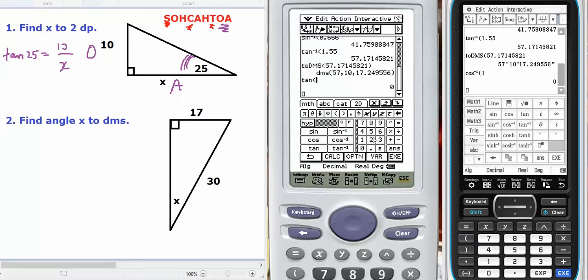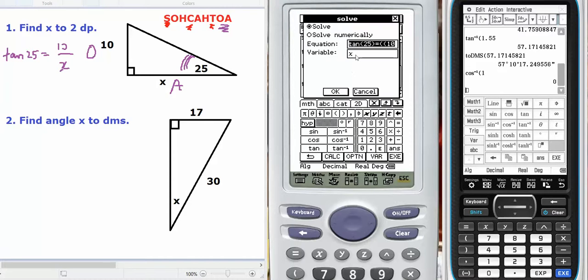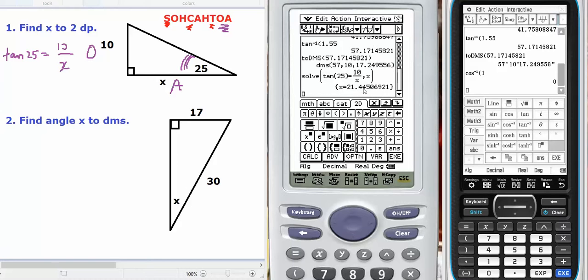Tan of 25 equals, if I go into 2D, I can bring up a fraction, and on the top I can write 10, and the bottom I can write x. Making sure I'm in degrees and I'm in decimals, I'm going to select it all, interactive, advanced solve, solve for x, and it will solve it for me and tell me that my answer is 21.445.